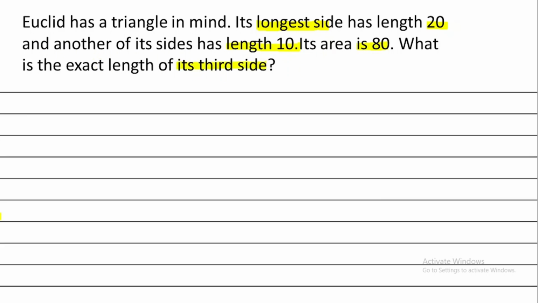So first of all, let us discuss what exactly is the key concept which we will be using here. We will be using two key concepts here. Let me first explain that. First key concept will be area of a triangle. Area of a triangle is half into base into height.